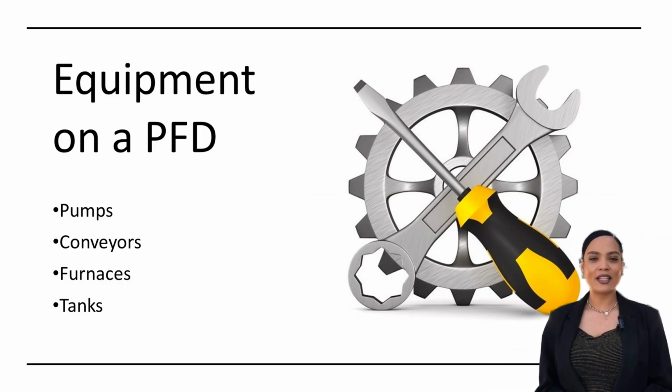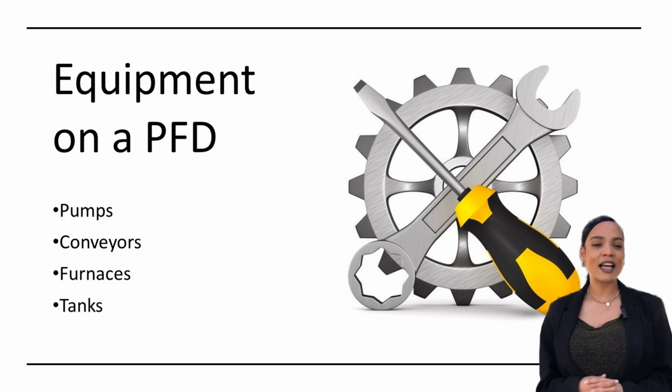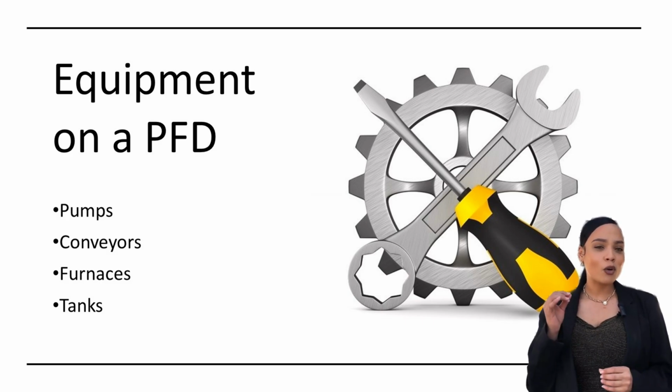PFDs display equipment such as furnaces, mills, pumps, conveyors, tanks, etc. Symbols don't show exact detail, but enough to identify what is happening at that step in the process. And now it's time for another activity. Learners work in pairs to list common equipment used in their industry and where it fits in the process flow.